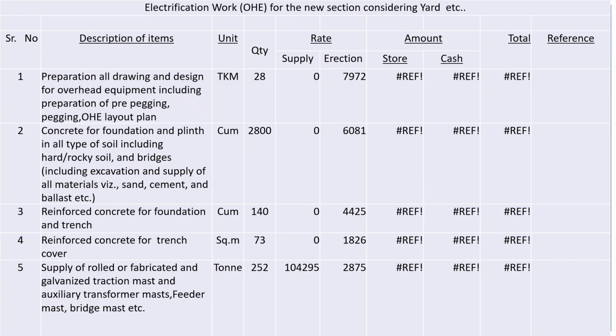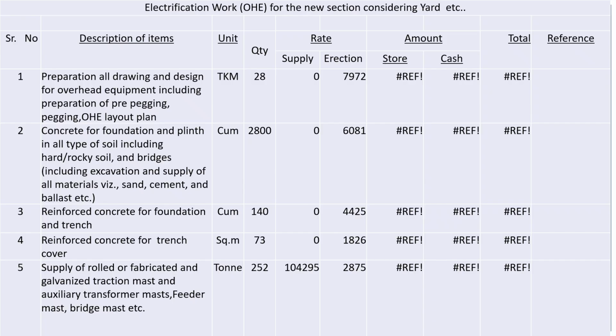Okay, now today we will discuss the TRD estimate, traction distribution estimate. Here it is the OHE estimate. For the OHE estimate, we can do it in two ways. One thing we can do is survey the site, and according to the survey of the site, we can work out the requirement.